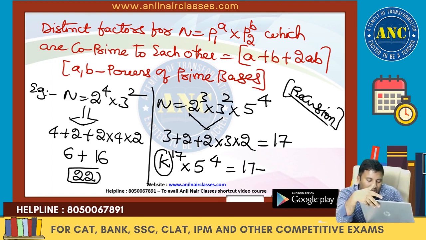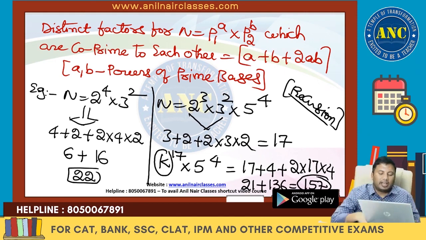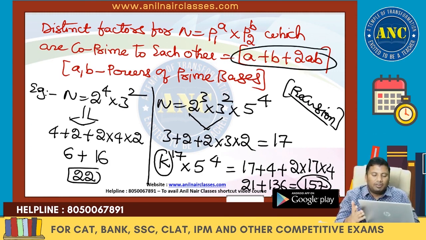Again the answer is A plus B plus 2AB. 17 plus 4 plus 2 into 17 into 4 is 21 plus 136. Answer is 157. Take any 2 and do it with the third one. You can take 2 power 3, 5 power 4, then do it with 3 power 2. Still the answer will be the same. I hope Balaji you understood the point. For 2 numbers we will develop this and then we will extend it to any numbers.